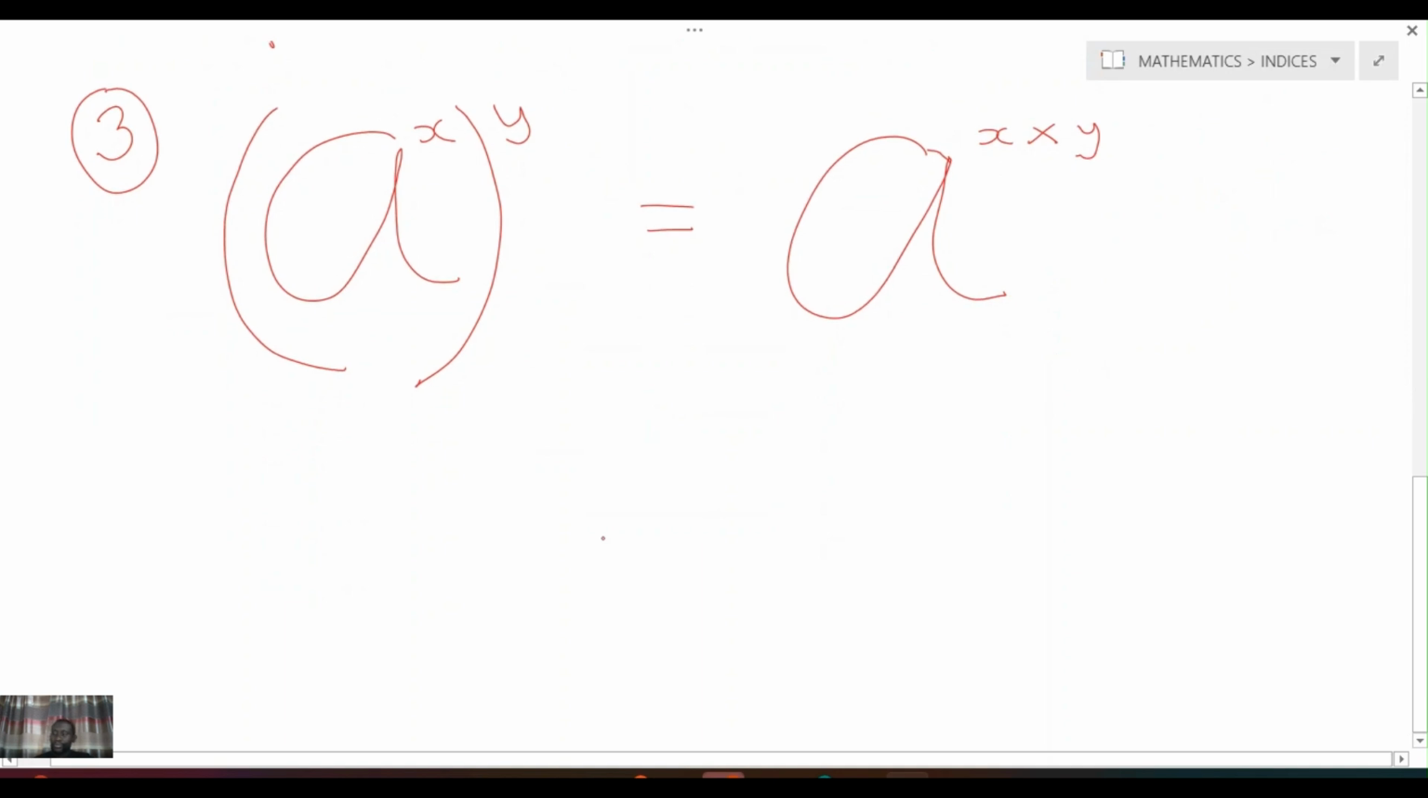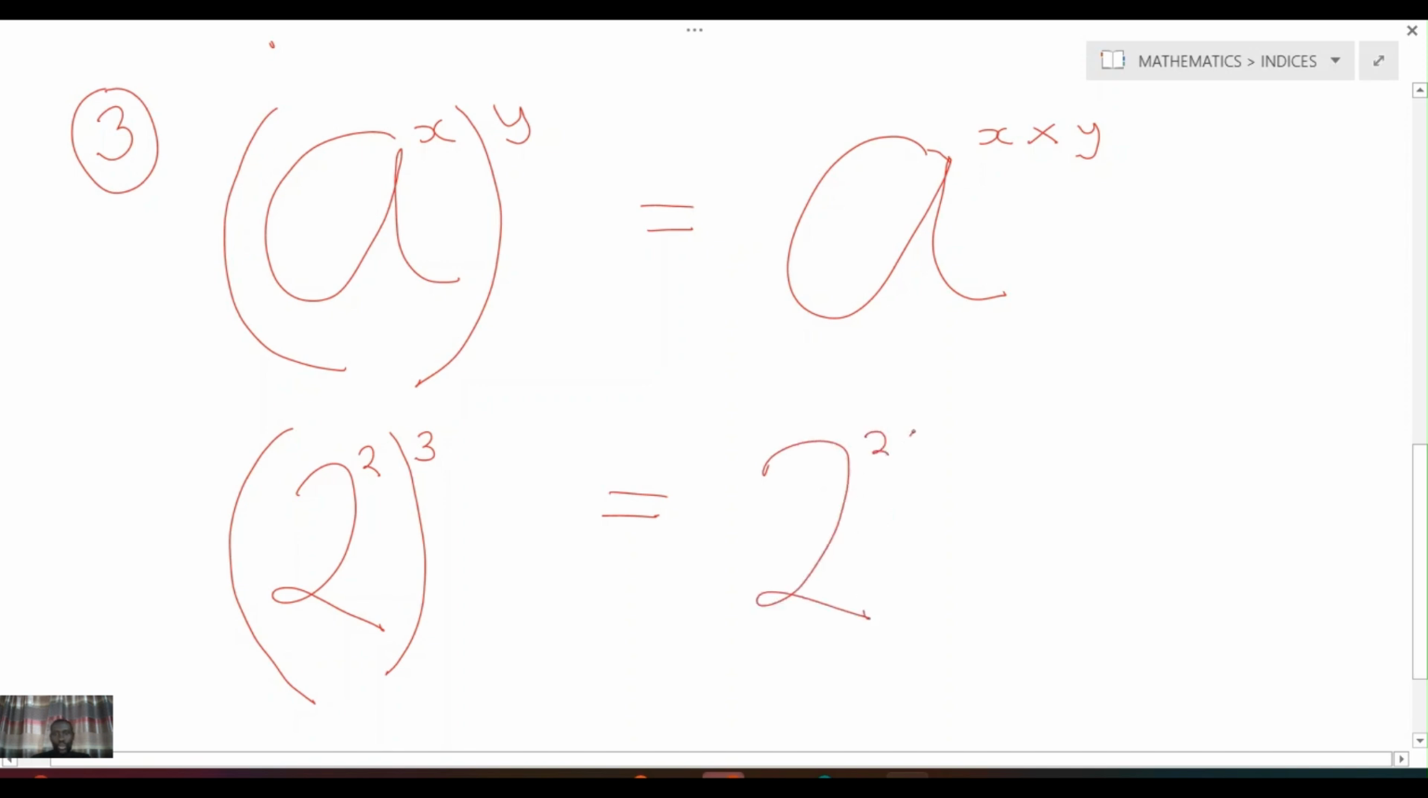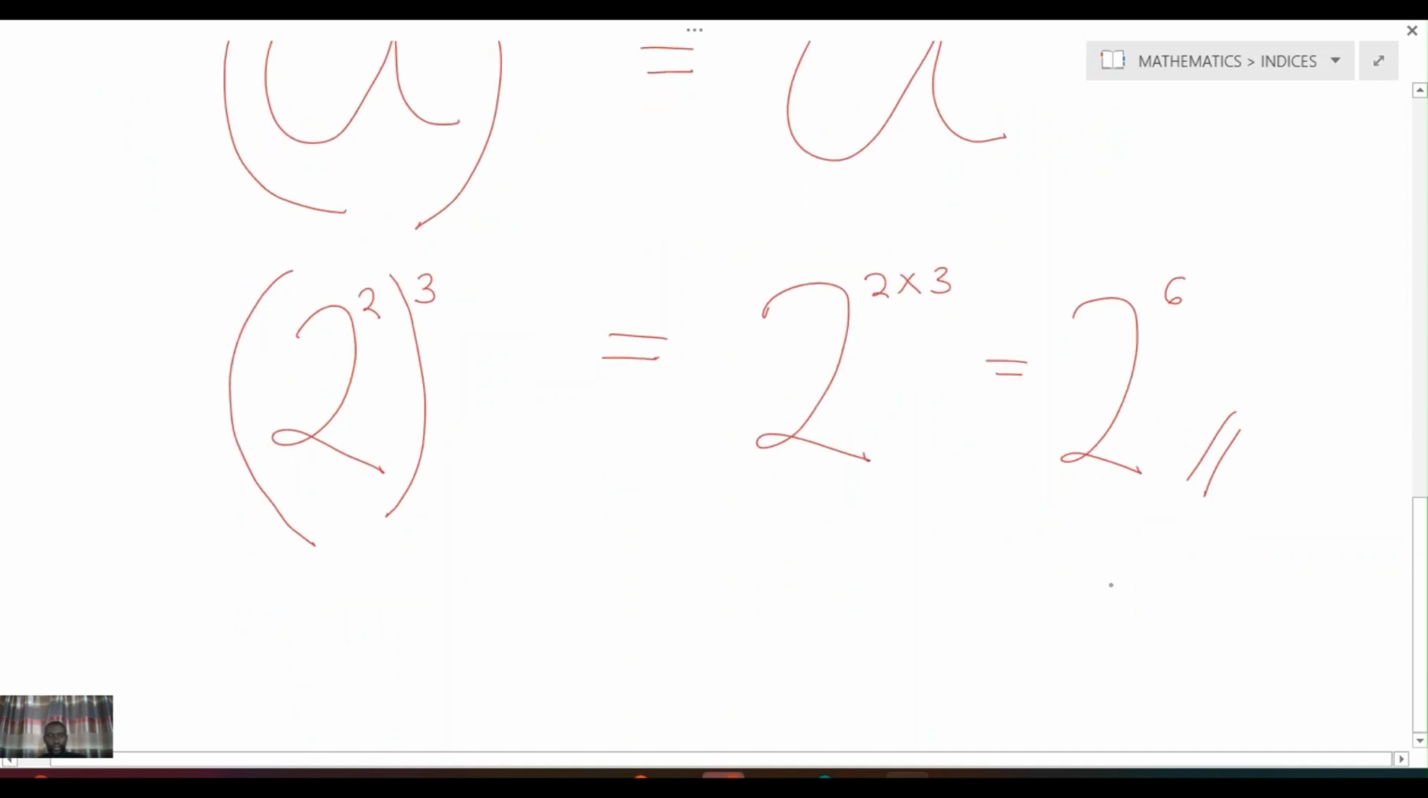Let's look at an example. 2 raised to power 2, bracket raised to power 3, will be equal to 2 raised to power 2 times 3, and that will be equal to what? 2 raised to power 2 times 3 is 6. So this is how you evaluate this kind of expression. Let's look at another rule of indices.